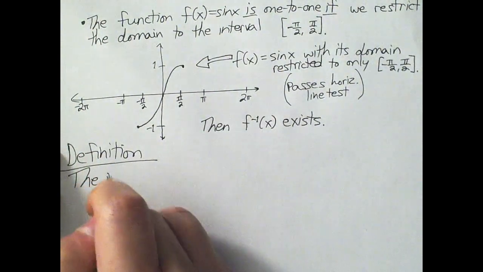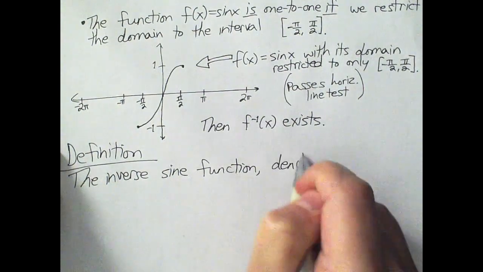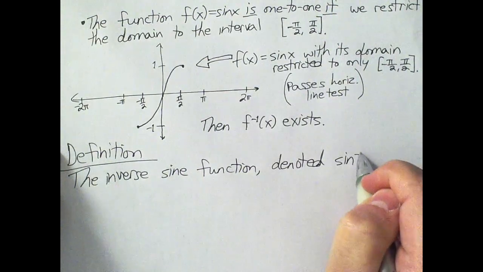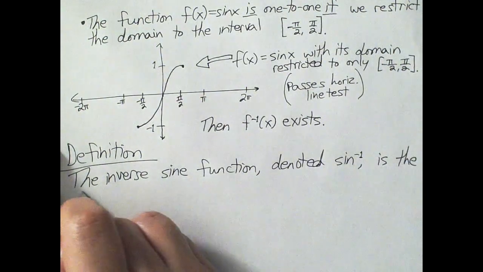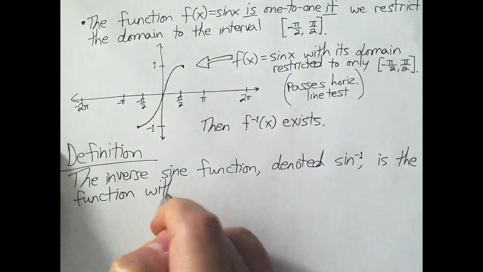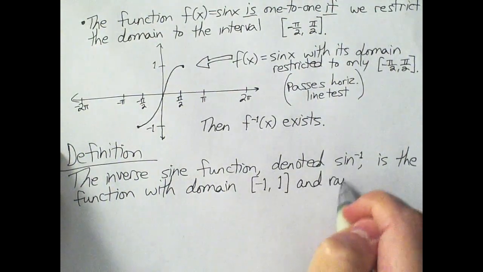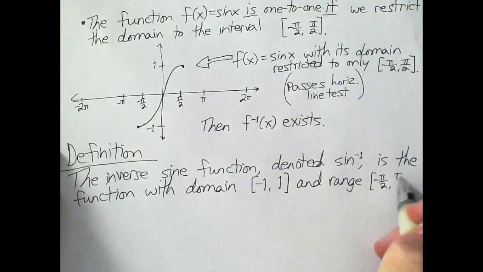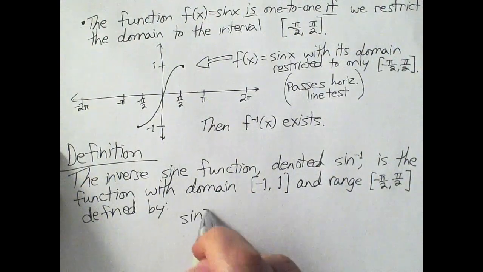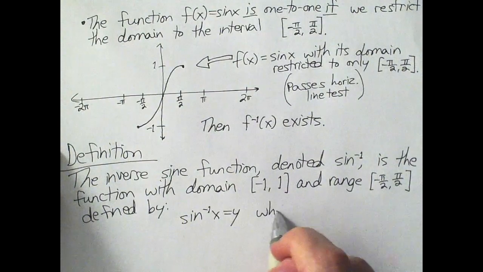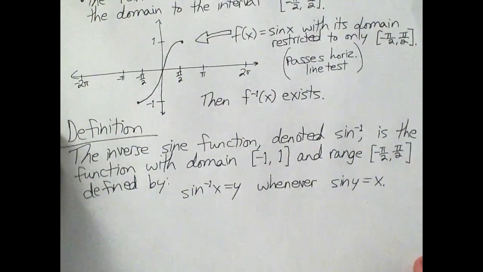It says the inverse sine function, denoted sine to the negative 1, we're going to talk about that notation in a minute, but that's how it's written, is the function with domain -1 to 1 and range -π/2 to π/2, defined by inverse sine of x equals y whenever sine of y equals x. I'll give you a chance to see that.